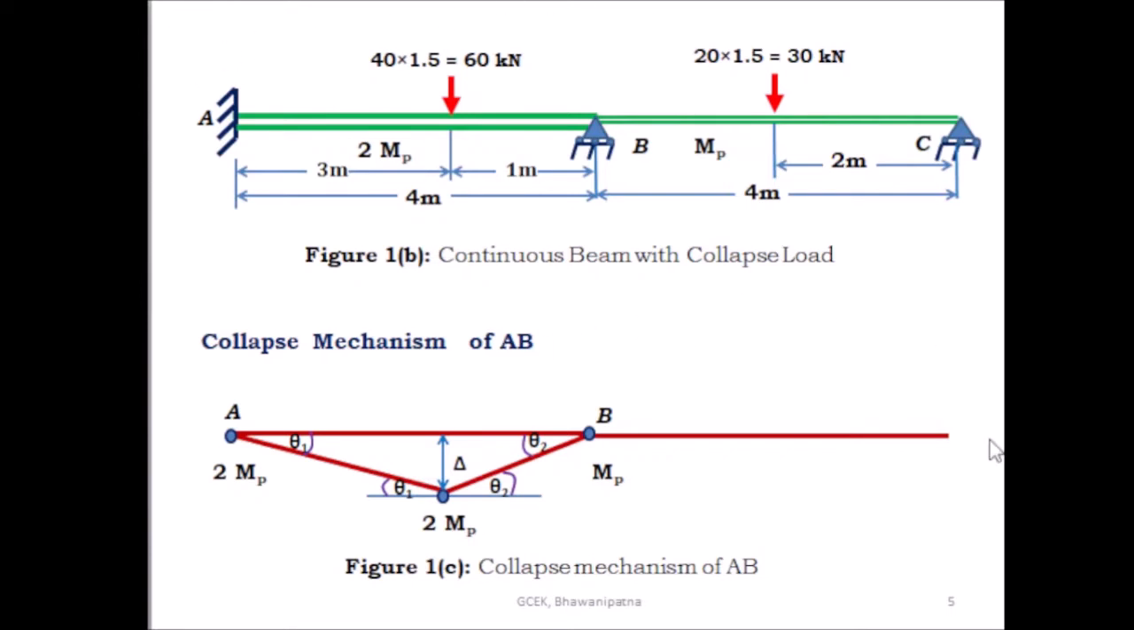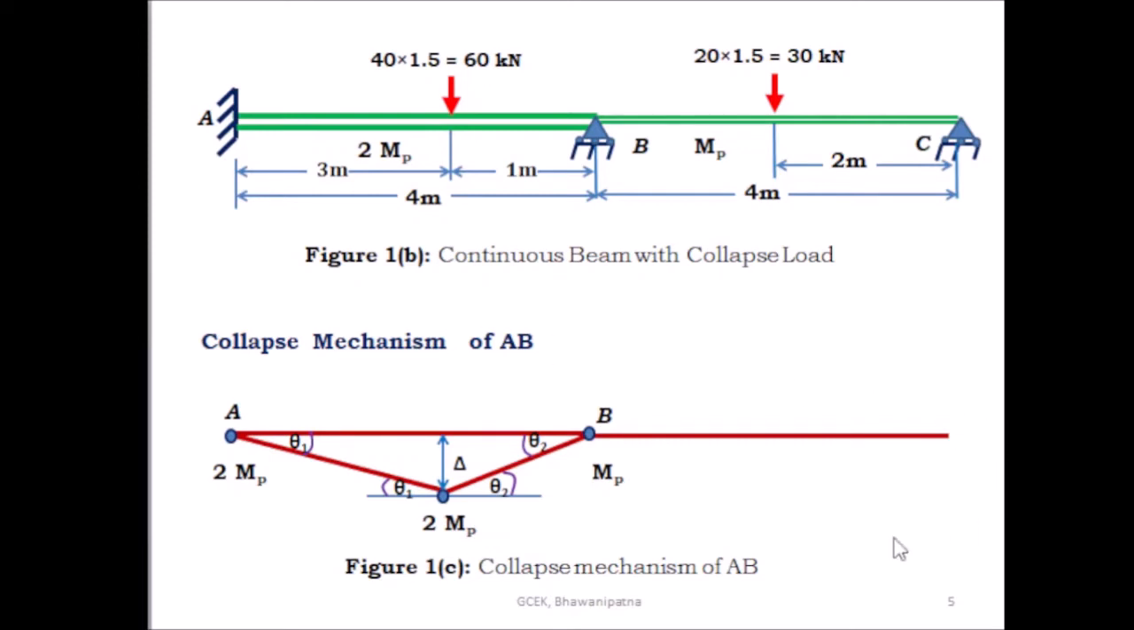So here there are two spans in the continuous beam, span AB and span BC. So there are two collapse mechanisms. The first collapse mechanism is for the span AB and the second collapse mechanism is for the span BC. Here we have to find out the plastic moment from the collapse mechanism of AB and from the collapse mechanism of BC. Let us take the collapse mechanism of AB.